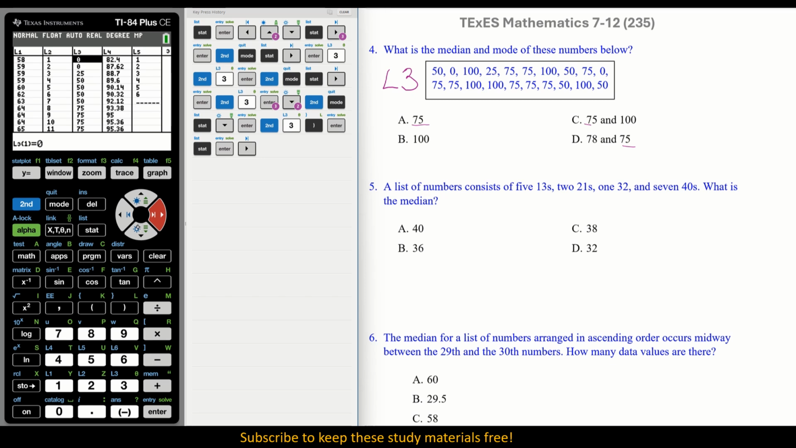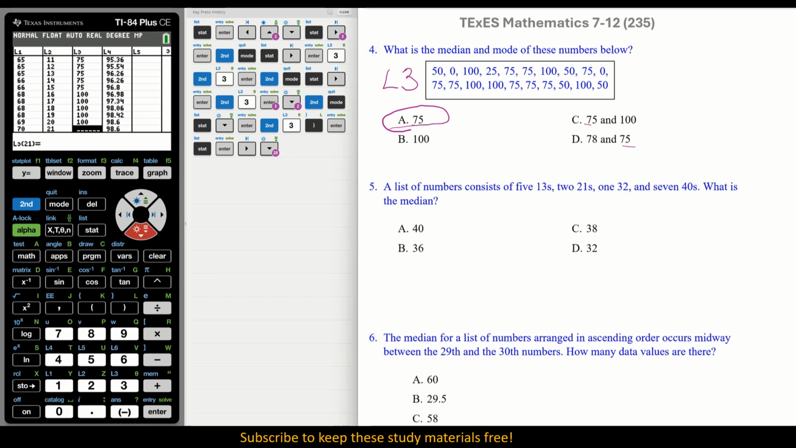It could be 100. Possibility, but let's see. 75. Let's check it. 1, 2, 3, 4, 5, 6, 7. Oh, there's several. My eyes didn't even catch that. Let's see the 100. I guess I saw 100 because there's 3 digits. 1, 2, 3, 4, 5. Okay. It has to be 75 for both. It's a trick question. Your median and your mode is option A of 75. That makes sense.